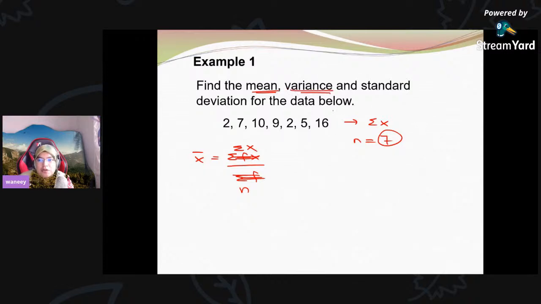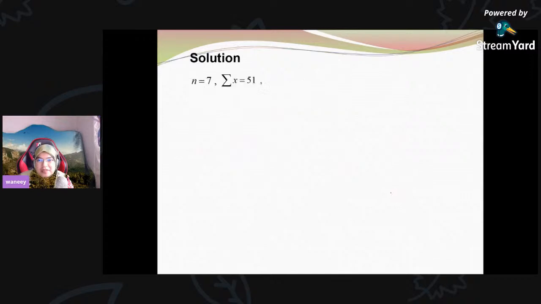In order to calculate your variance, you have to calculate the summation of x square as well. For each of them, square them first and then add them together. So we need two values, the summation of x as well as the summation of x square. To make it faster, use the values that I calculated here. The summation of x is 51. The summation of x square is 519.